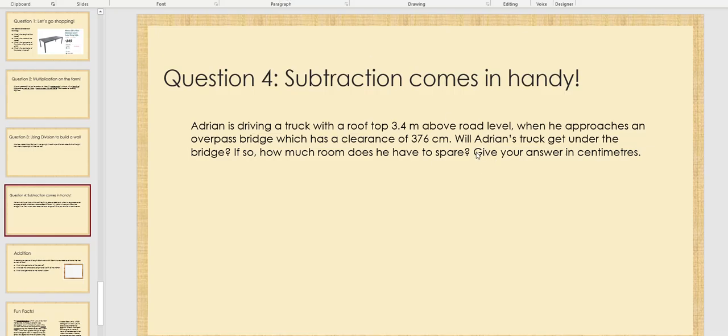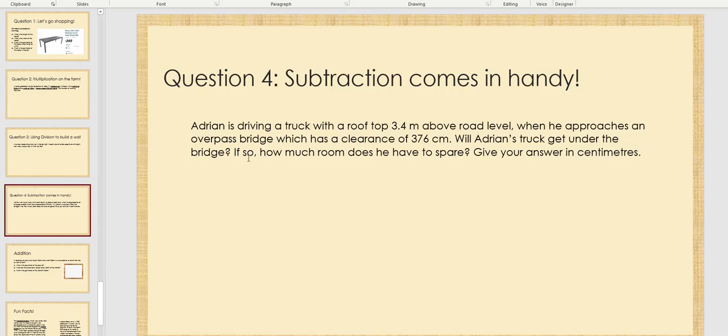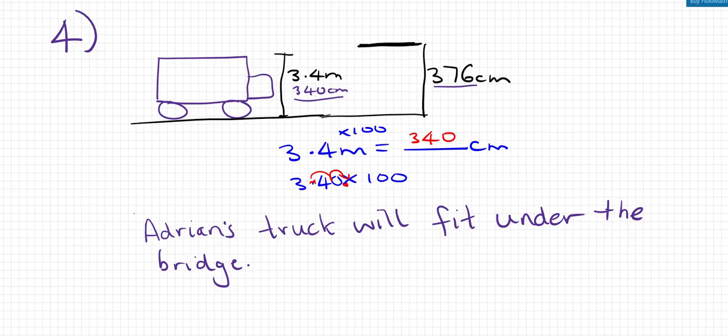So let's answer the first question. Will Adrian's truck get under the bridge? Yes. Okay, so I've answered the first part of my question. Adrian's truck will fit under the bridge. And now the second part of the question, if so, how much room does he have to spare? And give your answer in centimeters. I should have pointed that out as well. I converted meters into centimeters because the question actually asked us to do that. So how much room does he have to spare?